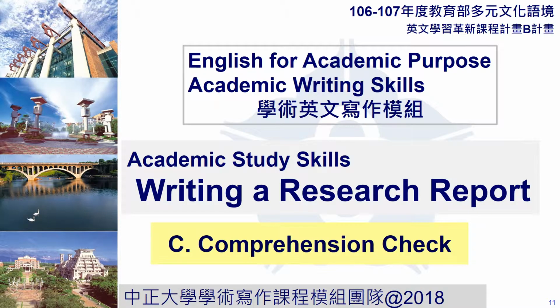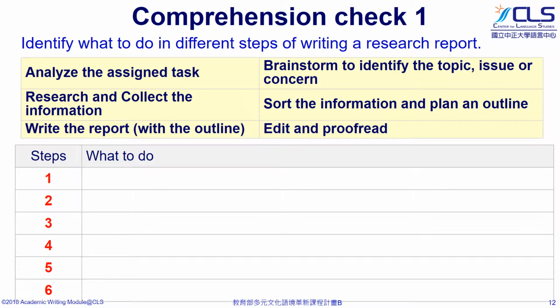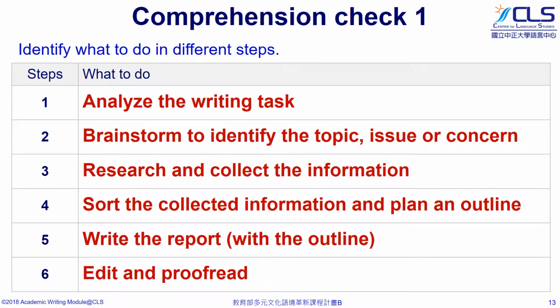After learning the steps to writing a research report and the different parts of a research report, let's move on to check what we have learned. First, please identify what to do in different steps. So, when we write a report, we need to analyze the assigned task first. Then, we brainstorm to identify the topic, issue, or concern. Next, we research and collect information, and then sort the collected information and plan an outline. Finally, we write a report with the outline, then edit or proofread.